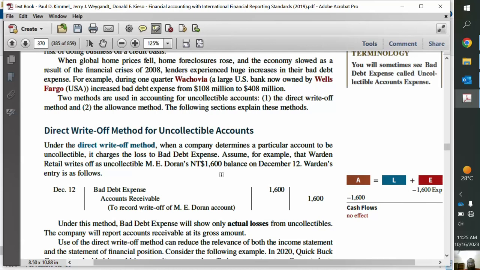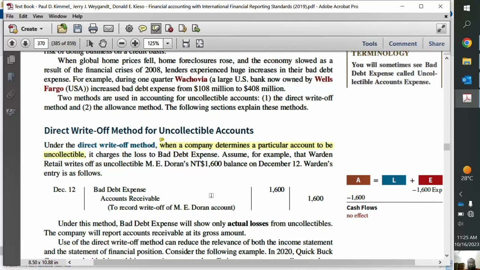So there are basically two methods to cater for this situation. The first method is known as the direct write-off method. Under this method, when a company determines a particular account to be uncollectible, this is important, when we get sure that a particular customer is not going to pay, because we get confirmation that the customer has gone bankrupt, or that the customer has disappeared, or something else which confirms that we are almost sure this account is not going to be collected, then we record an accounting entry to remove that account receivable from our books.